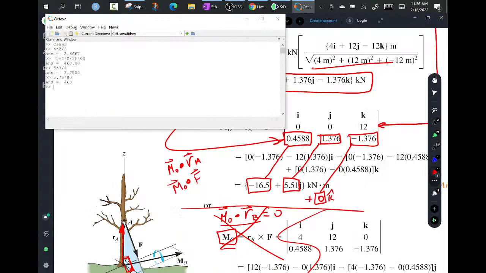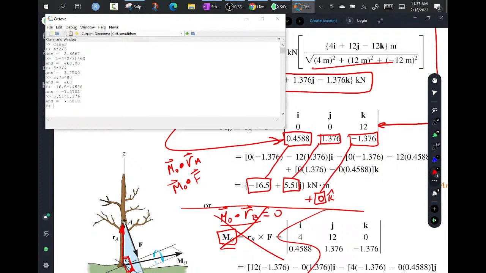Okay, so I'm going to take minus 16.5 times 0.4588. Now, one of the things is there's probably extra decimal spots here, but here you go, minus 7.57. Now let's look at this. 5.51 times 1.376. And you get pretty much close to the same thing.